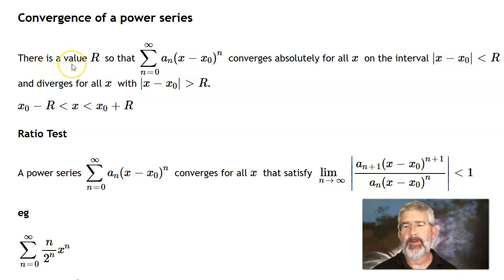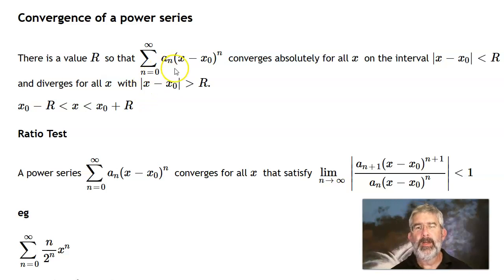The textbook has a little bit more detail into this, but the basic result is there's a number r, so that this power series converges absolutely for all x on the interval absolute value of x minus x0 is less than r, and diverges for all x strictly outside of that interval, x minus x0 in absolute value greater than r. Written slightly differently, that interval is all the x's between x0 minus r and x0 plus r. So x0 is right smack dab in the middle.